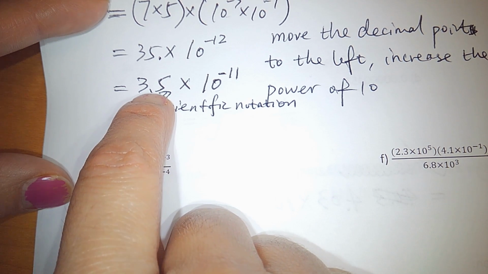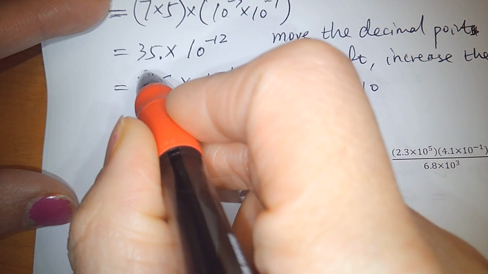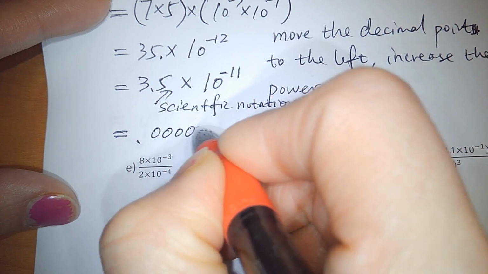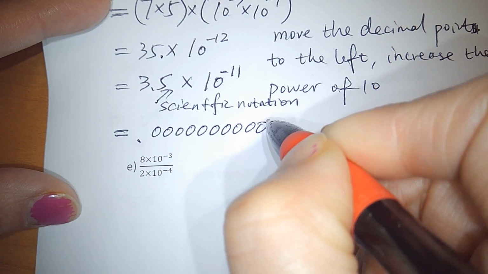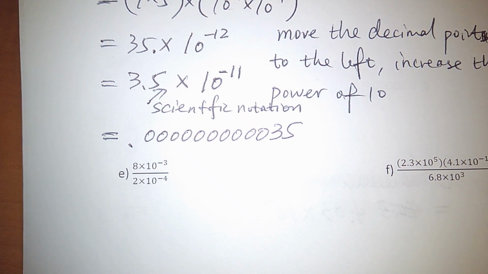Move the decimal point to the left for 11 digits, right? Yep. So there's 1 digit for 3, so we have to add 10 zeros, right? 1, 2, 3, 4, 5, 6, 7, 8, 9, 10, 3, 5. You're right.